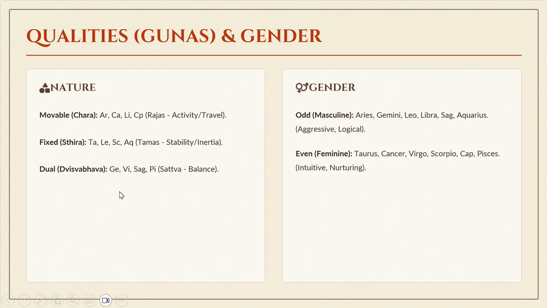And then there is another classification based on male and female, and this is again simple. The first Rashi will be male, second female, third male, fourth female, fifth male. So odd Rashis are male and even Rashis are female. A male Rashi basically represents more masculine, more aggressive, more logical characteristics.